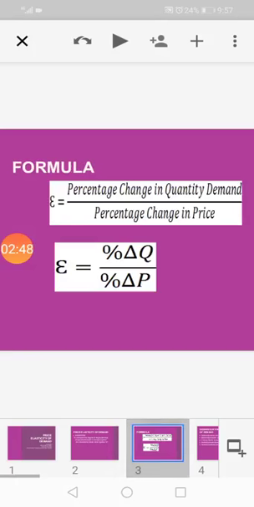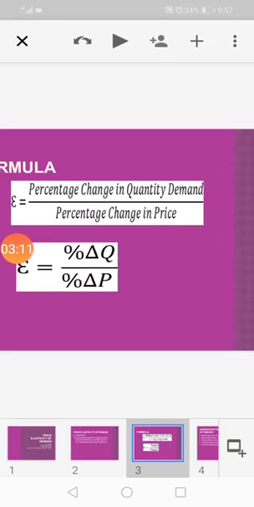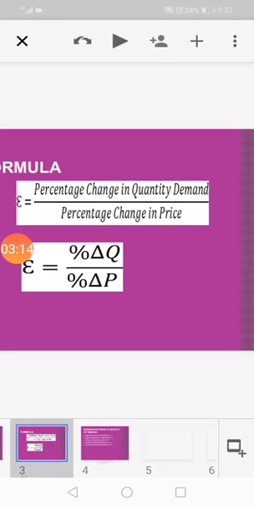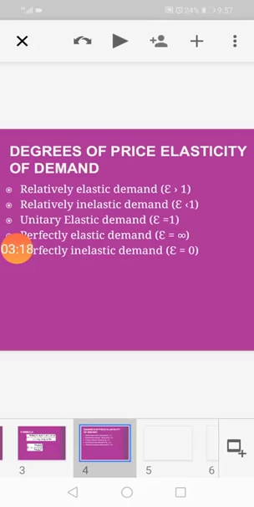And how do we measure it? To measure elasticity, we have a mathematical formula: percentage change in quantity demanded over percentage change in price. Symbolically we can write it as you see, percentage change in quantity over percentage change in price. So there are different possibilities which are called degrees of price elasticity of demand. In some cases demand is very responsive, in some cases it is irresponsive or less responsive. So these are called degrees of price elasticity of demand.